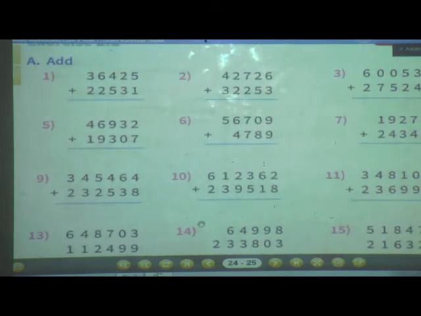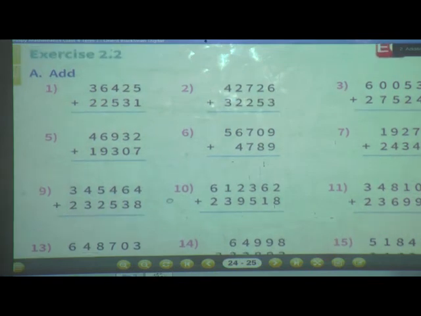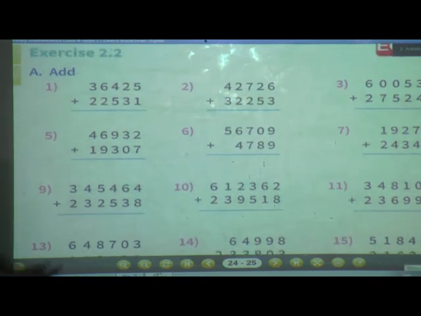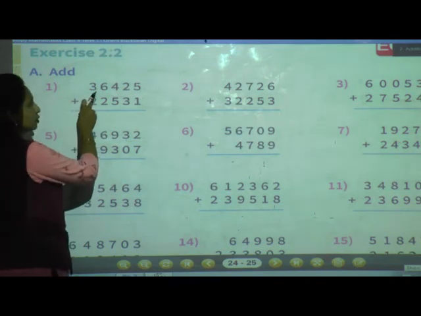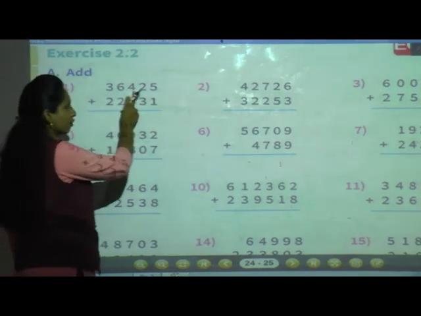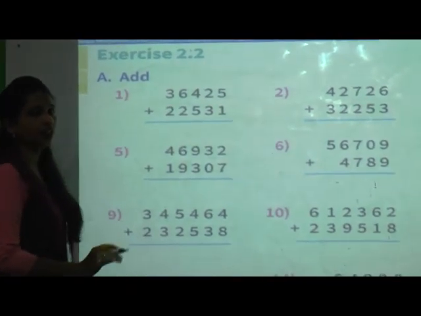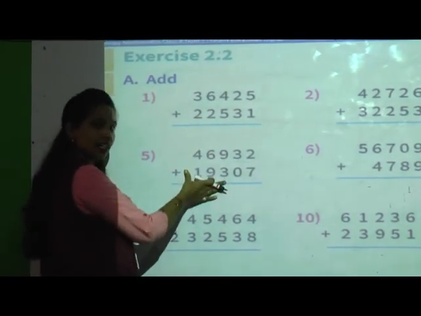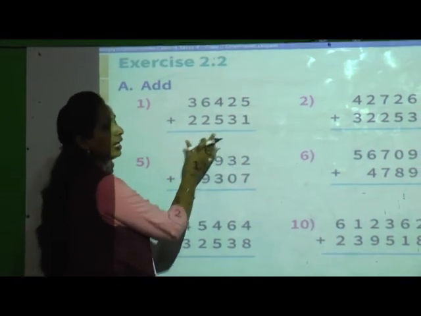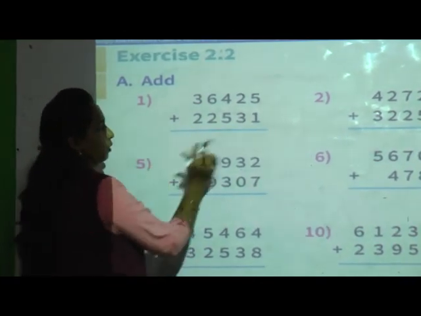Now open page number 25. We will solve exercise 2.2, question A. What is question A? Add. We will start from the first question: 36,425 and 22,531. There is enough space here, so I will solve here only and you will also solve in the textbook only.